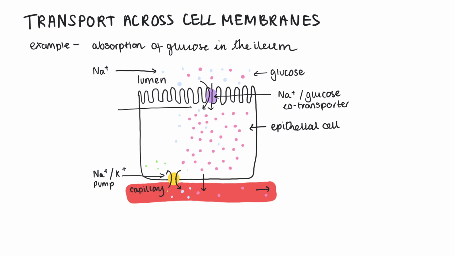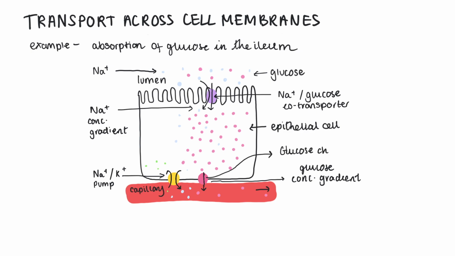So all of this works together to create a high concentration of glucose in the epithelial cell, and therefore it can move down its concentration gradient by facilitated diffusion from the epithelial cell into the capillary. And this would just be through a glucose channel protein. Remember, a channel protein that's specific to the movement of glucose. So really this is quite a complicated process, but there are two examples of cotransport in this.